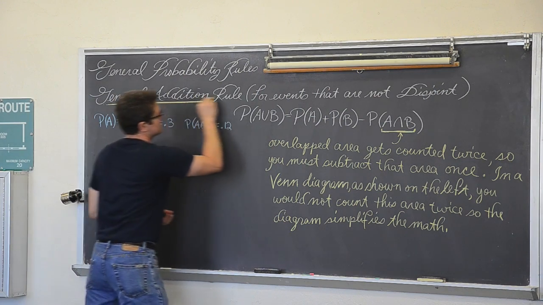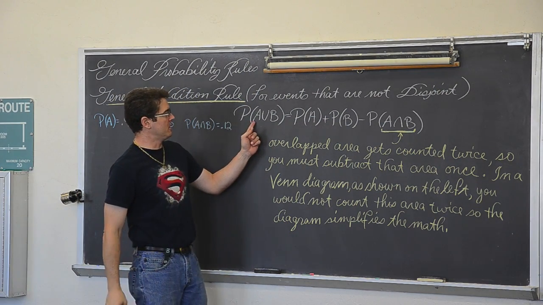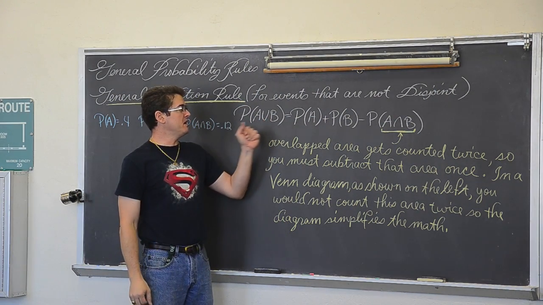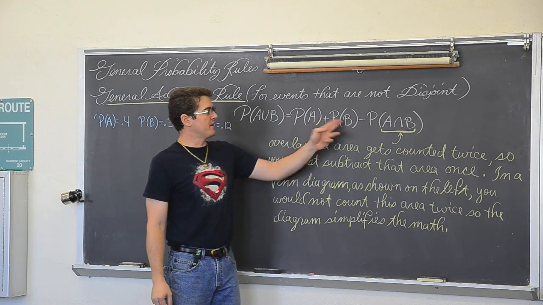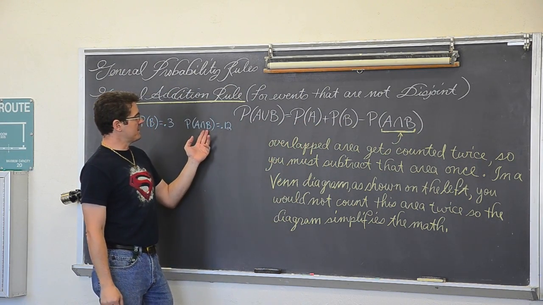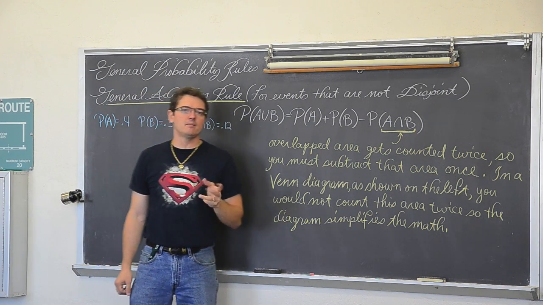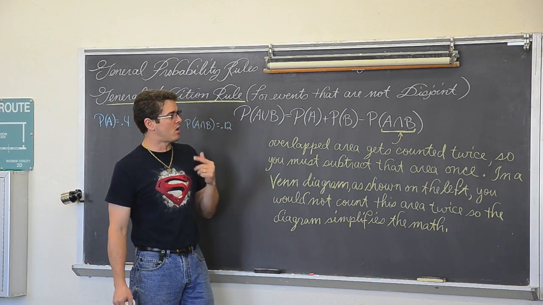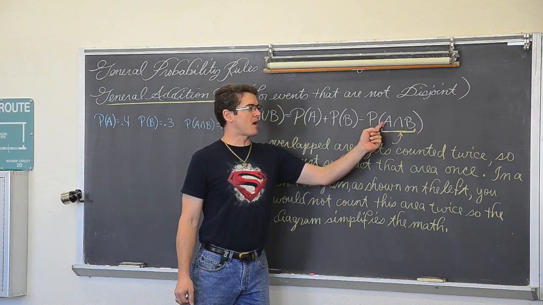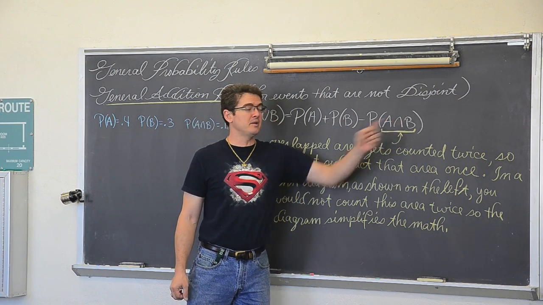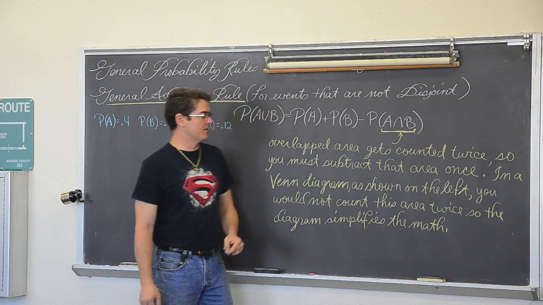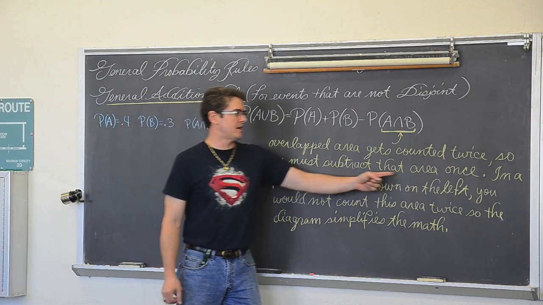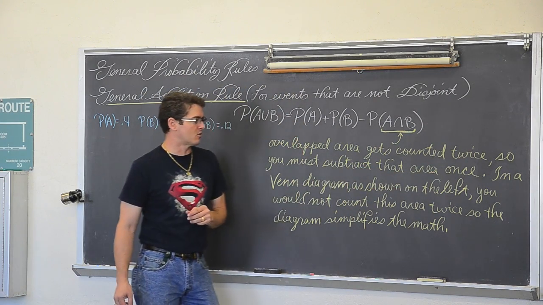And that says the probability of A or B equals the probability of A plus B, but if I just do A plus B and those events have a chance of occurring at the same time, that overlapped area is going to get counted twice. So we're going to have to do minus the probability of A and B occurring together. That overlapped area, like I just said, is counted twice, so you must subtract that area once to cancel out the double count.